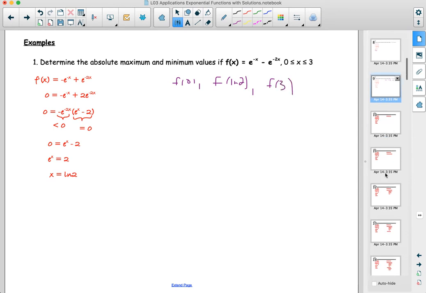So we'll go through these one at a time. f at 0: you plug in 0, the exponent is going to be 0. The exponent here will also be 0. So we'll get e to the 0 minus e to the 0. That's 1 minus 1, and of course 1 minus 1 is 0.